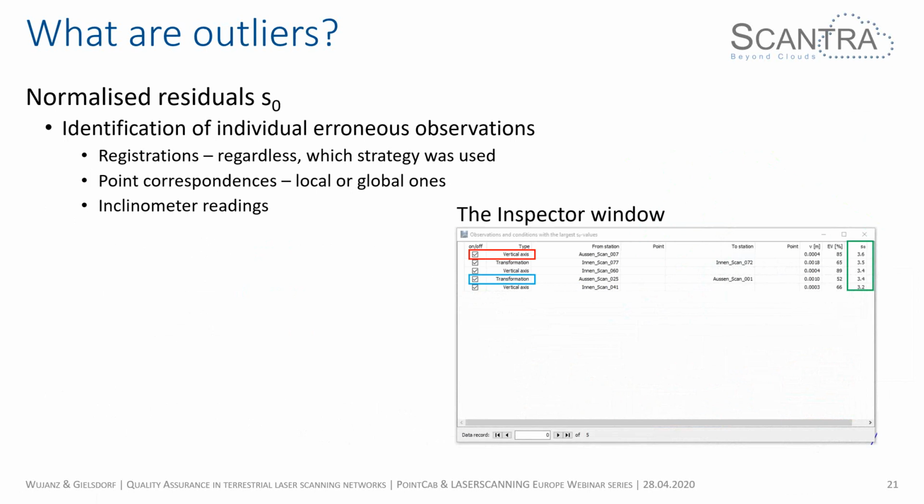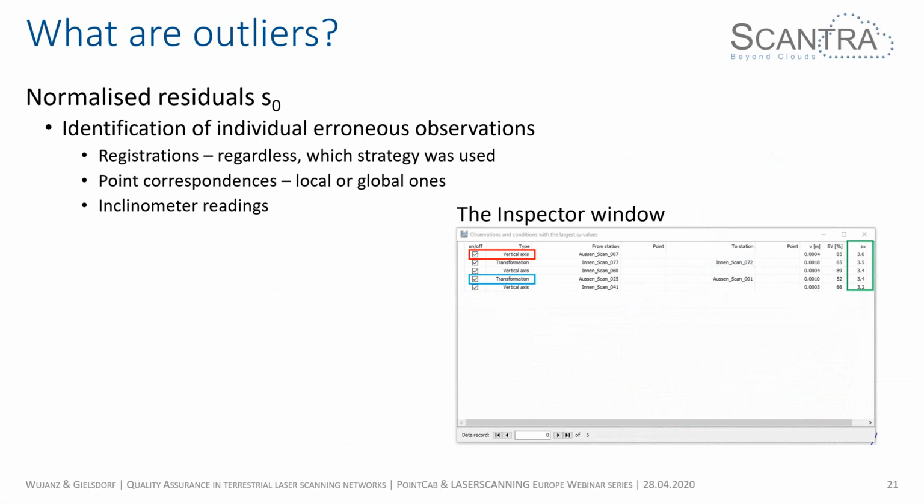So how is it realized in SCANTRA? We have in SCANTRA some kind of a to-do list, which is called the inspector window. This list shows you all observations where the normalized residual is larger than the ratio of 3. You can see on the right-hand side in the green box, of course, they have to be larger than 3. That's the first thing you see. If you look two columns to the left, you see V.